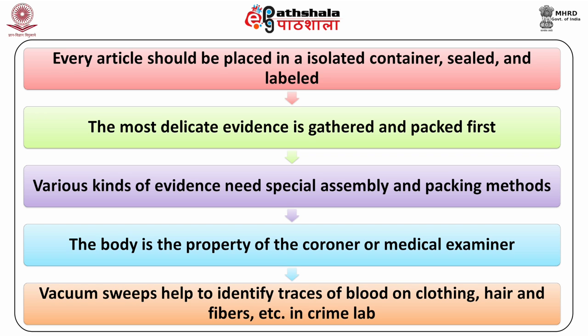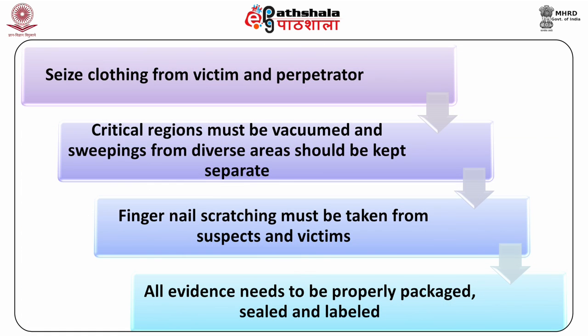Example, traces of blood on clothing, hair and fibers from vacuum sweeps. F. It is occasionally essential to seize clothing from the victim and perpetrator. G. Critical regions must be vacuumed. Sweepings from diverse areas should be kept separate. H. Fingernail scratchings must also be taken from suspects and victims. I. All evidence needs to be properly packaged, sealed and labeled.